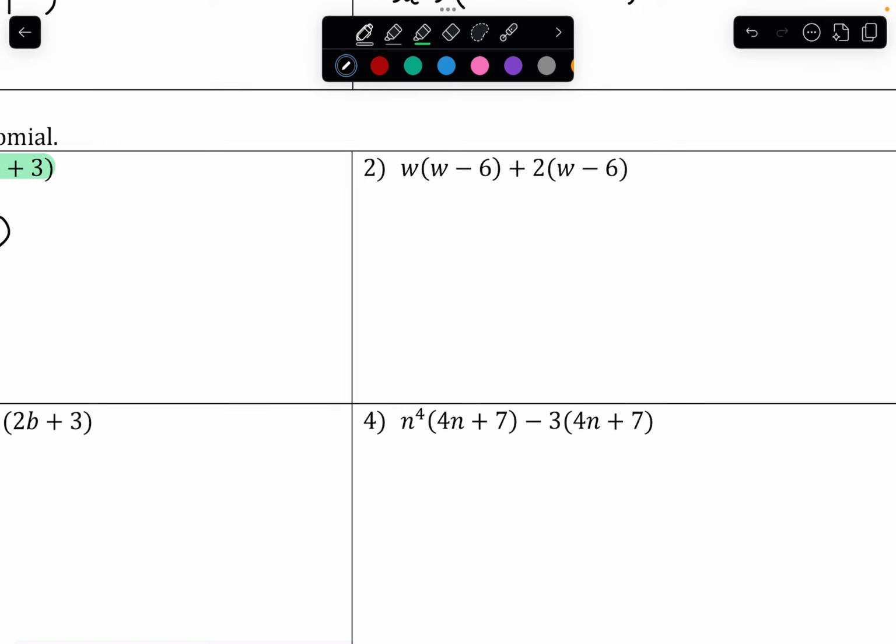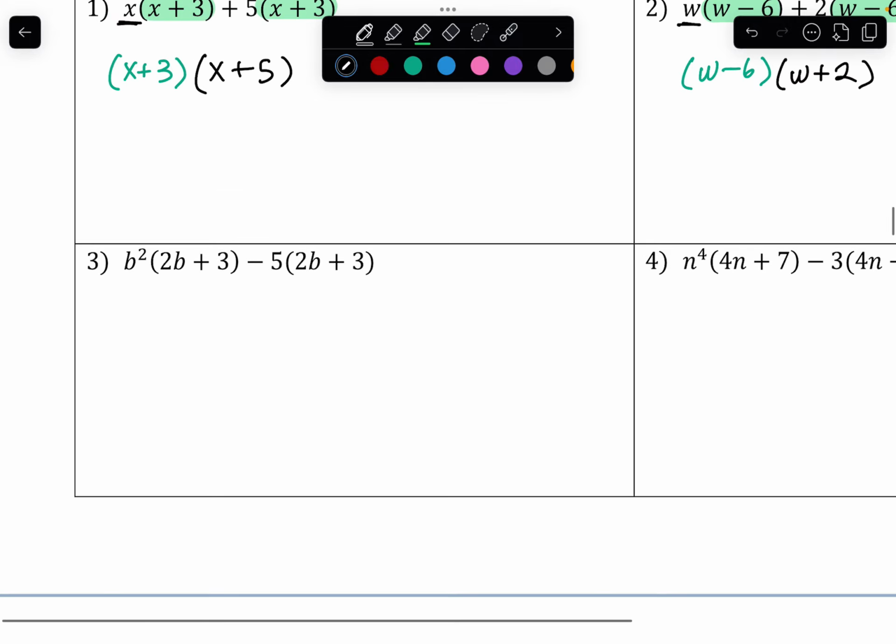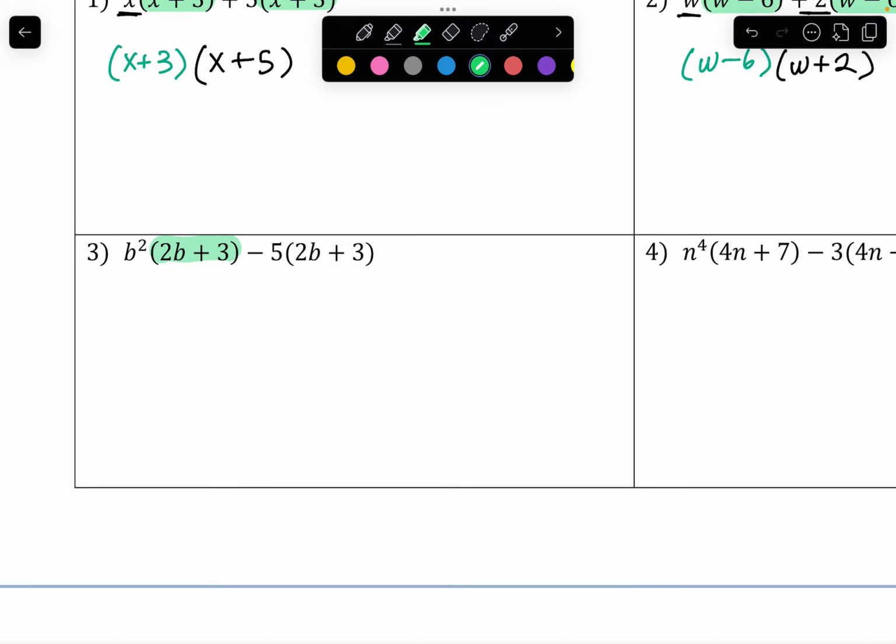Okay, here I see w minus 6 in common to both expressions. And so I'm going to leave it in parentheses and put it out front and then just collect what's left, the w and the plus 2. Okay, here I'm seeing a 2b plus 3 and a 2b plus 3. Those match. And so I'm going to write it out front, leaving it in parentheses. And then what is left is b squared minus 5. Leave that in parentheses as well.